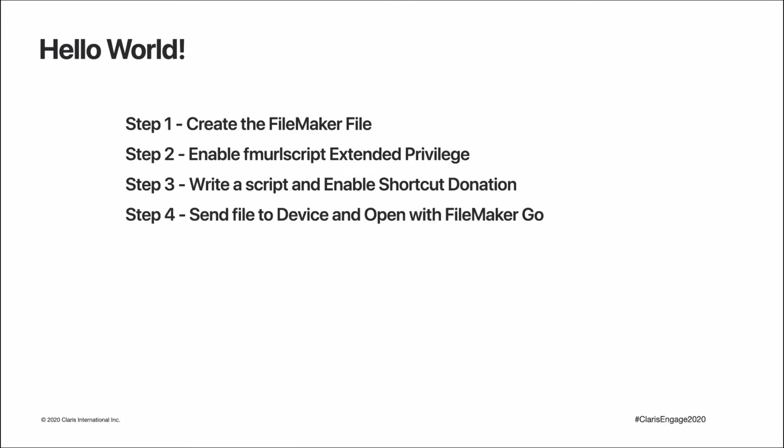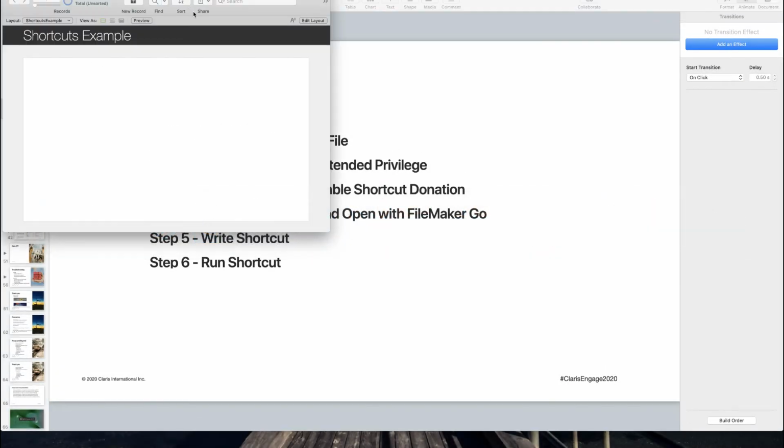We'll close the file, we'll send the file to the device and open it with FileMaker Go. We'll write a shortcut, and then we'll run the shortcut. So let's take a look at the FileMaker file. Again, very simple file. It's called Shortcuts Example.